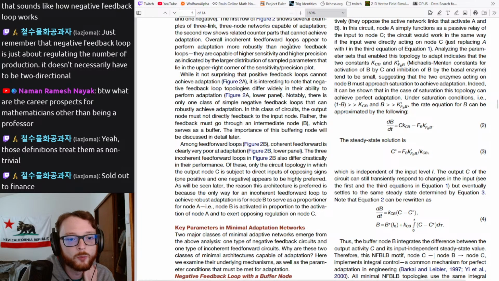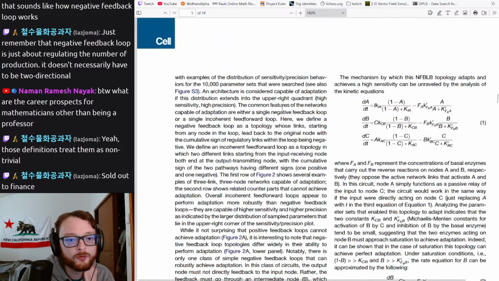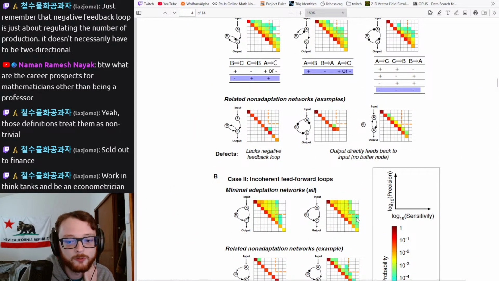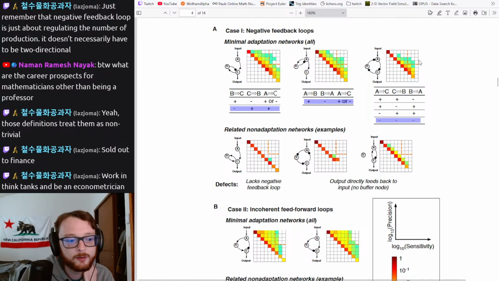Incoherent feed-forward loops are more robust than negative feedback loops. Yeah, that makes sense. These squares here are darker, or closer to red on the scale, than these squares here.